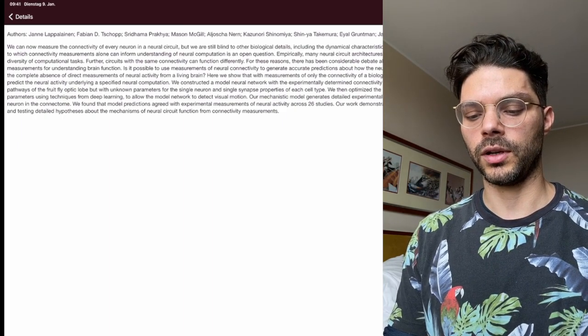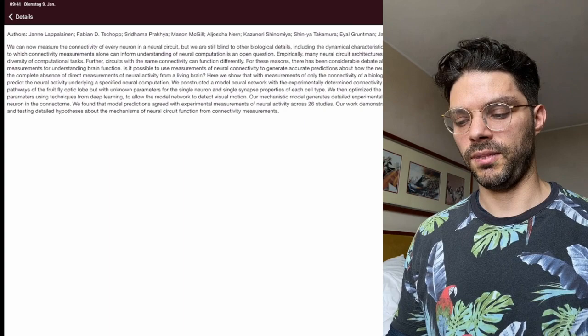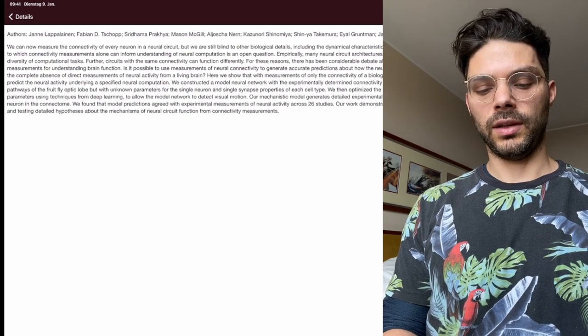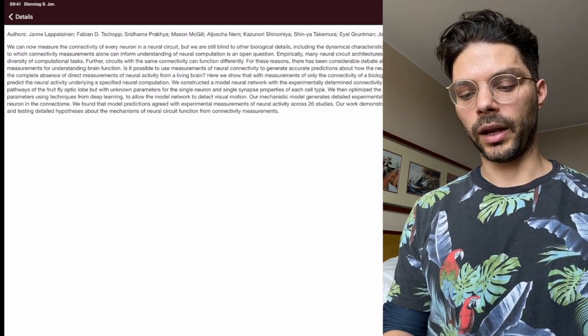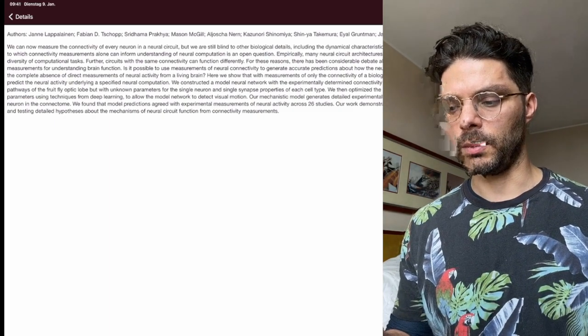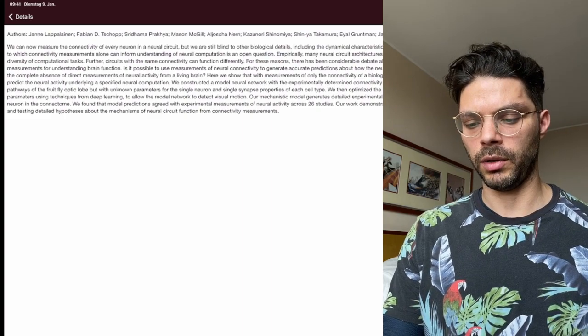We found that the model predictions agreed with the experimental measurements of neural activity across 26 studies. Our work demonstrates a strategy for generating and testing detailed hypotheses about the mechanisms of neural circuit function from connectivity measurements.